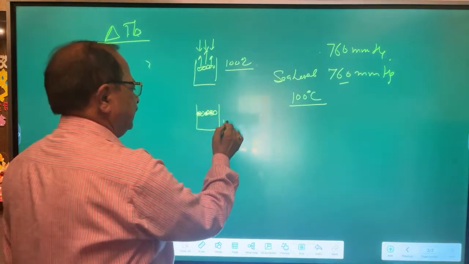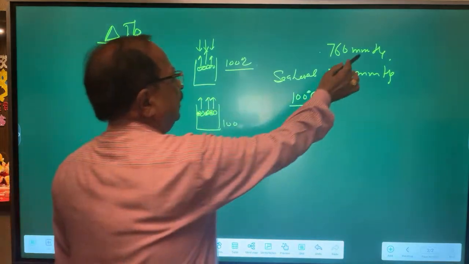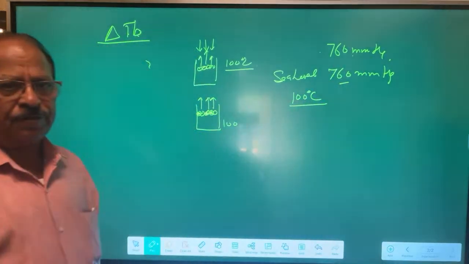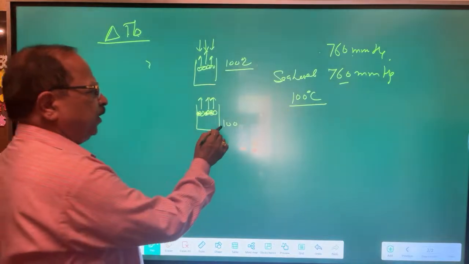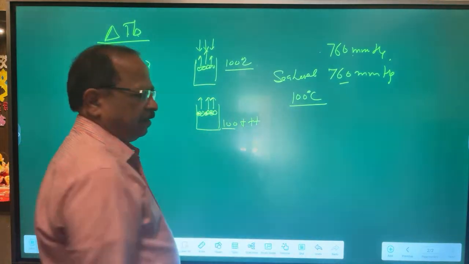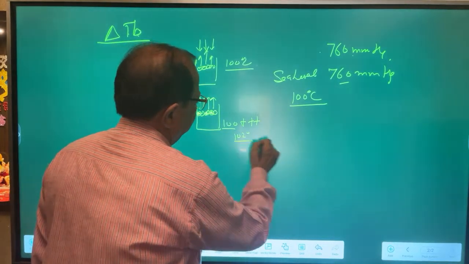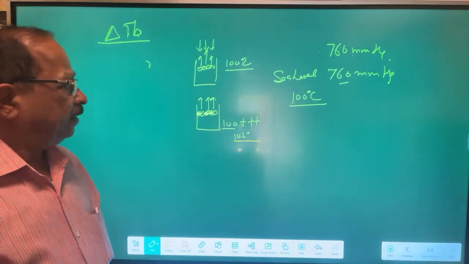So at 100 degrees centigrade, this vapor pressure will not be equal to the 760 millimeter pressure of the atmosphere. So it will not boil at 100. Then what do we have to do? We have to raise the temperature further. Suppose if we raise the temperature to 102 degrees, then it will start boiling, right?